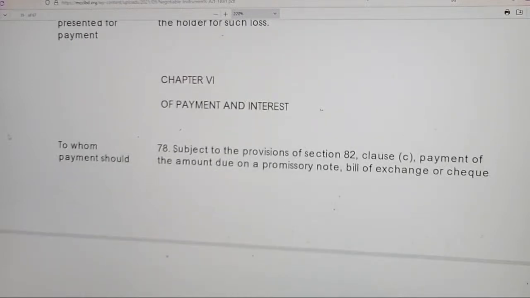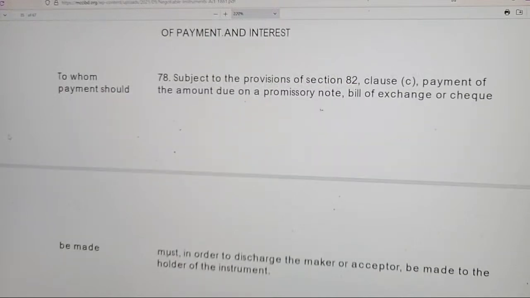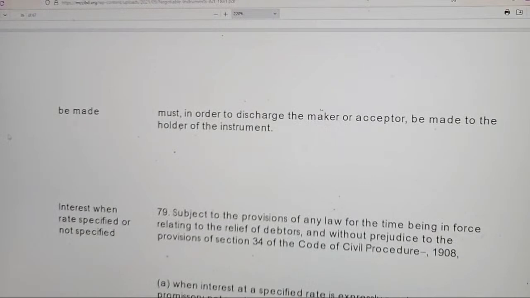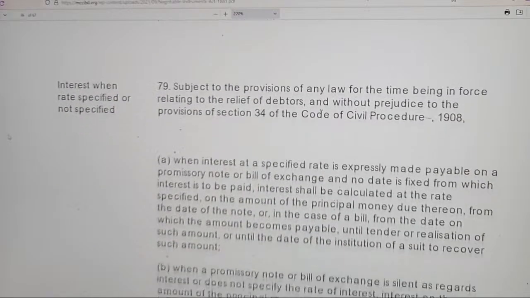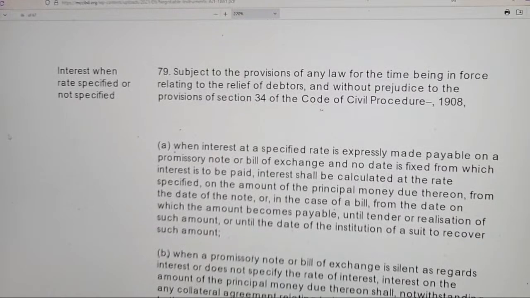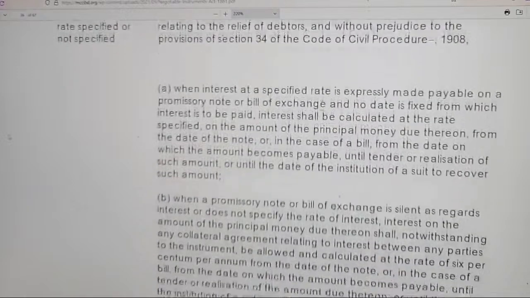Chapter 6 of Payment and Interest. To whom payment should be made. 78. Subject to the provisions of Section 82, Clause C, payment of the amount due on a promissory note, bill of exchange, or check must, in order to discharge the maker or acceptor, be made to the holder of the instrument. Instruments, when rates specified or not specified. 79. Subject to the provisions of any law for the time being in force relating to the relief of debtors and without prejudice to the provisions of Section 34 of the Code of Civil Procedure 1908. A.